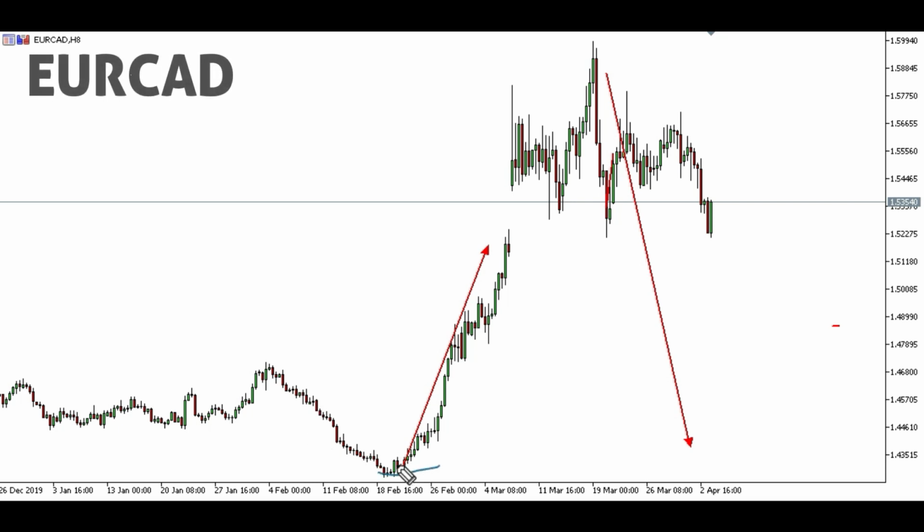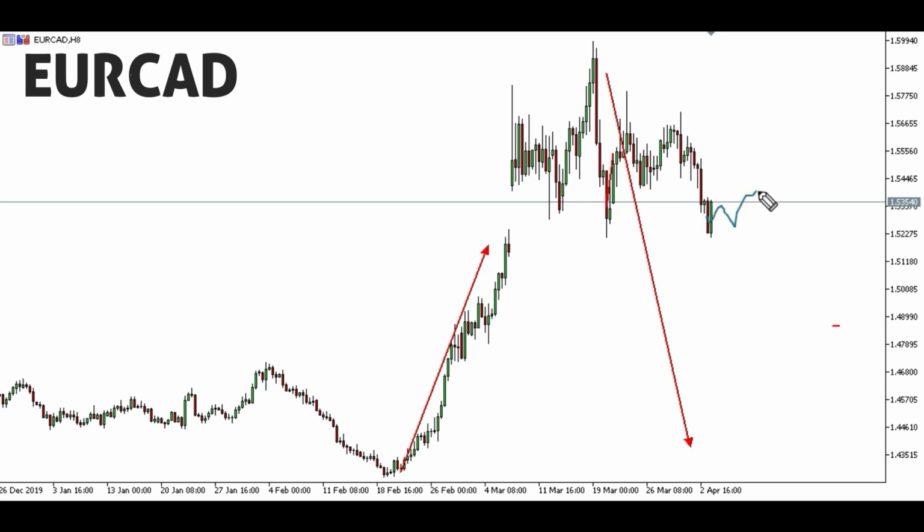Euro CAD. For Euro CAD, we focused on this up move. We said it's gonna be a big up move, and then we got 900 pips. Then we gapped, then correction, impulse up, then impulse down, then correction. Then we focused at this down move all the way until this level here.